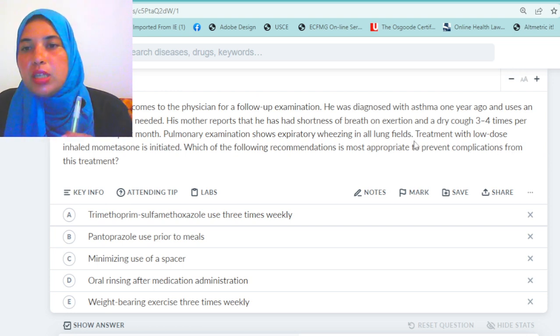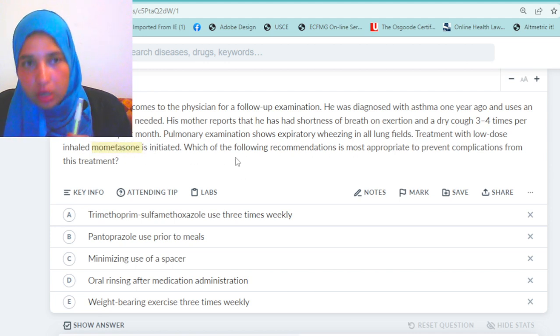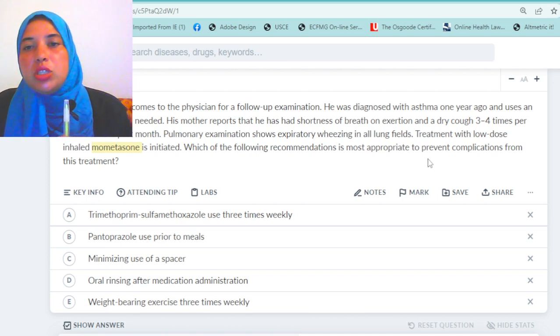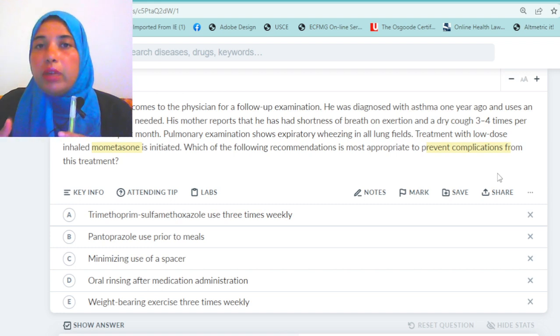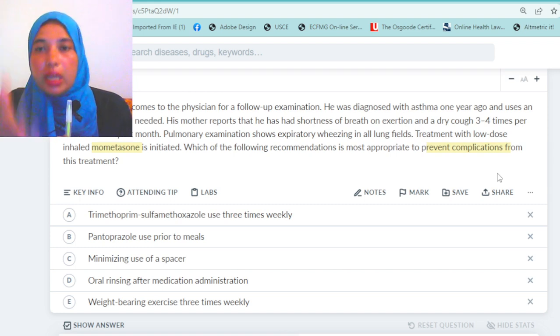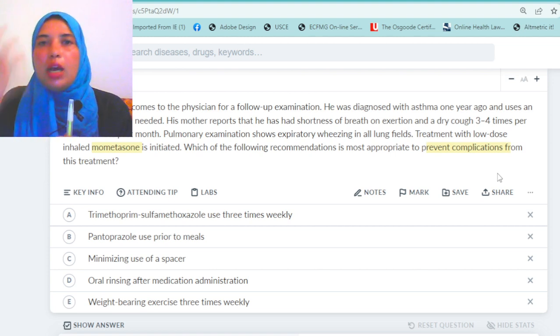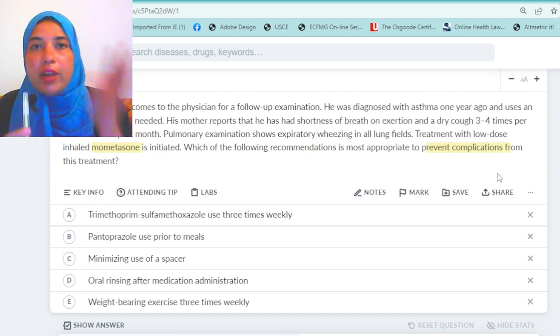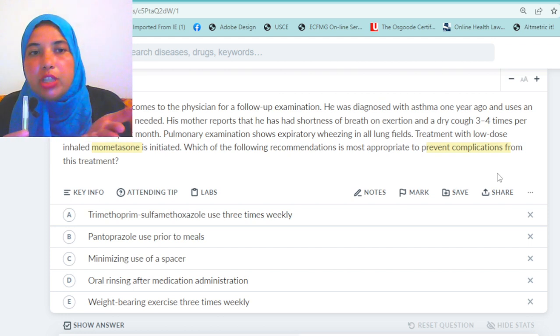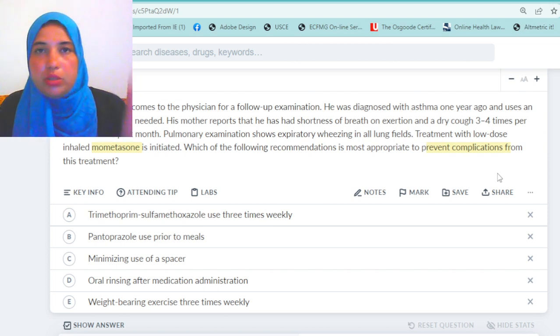The first thing it says is treatment with a low dose inhaled mometasone is initiated. Okay, which of the following recommendations is most appropriate to prevent complications from this treatment? I already know without reading the rest of the question that it's likely a low dose inhaled, so I'm dealing with a case of asthma potentially. So I already have something that helps me think of what else I'm supposed to be looking for. I know for a fact I have a drug that I'm dealing with, this inhaled corticosteroid, and I'm looking for complications. I can answer this question without needing to read the rest of the clinical vignette.